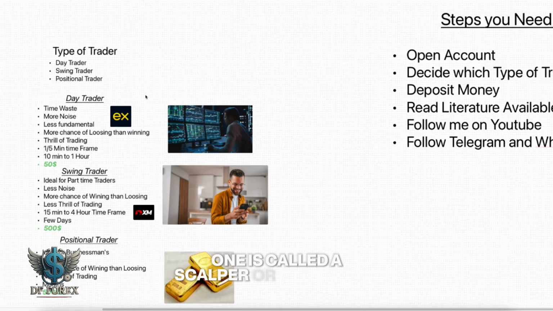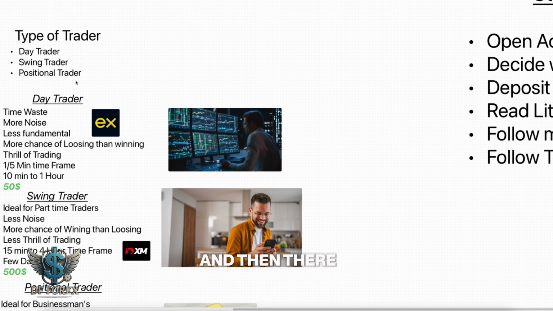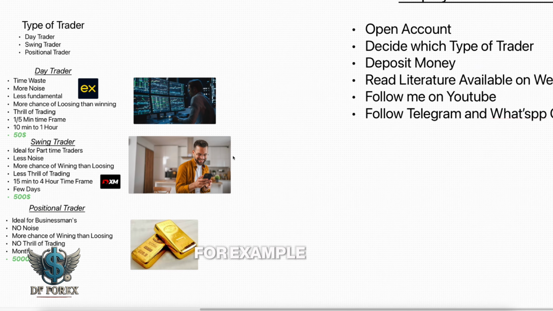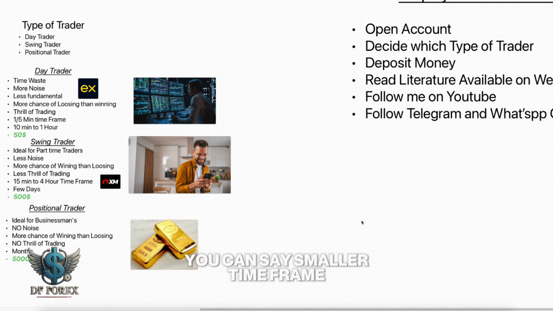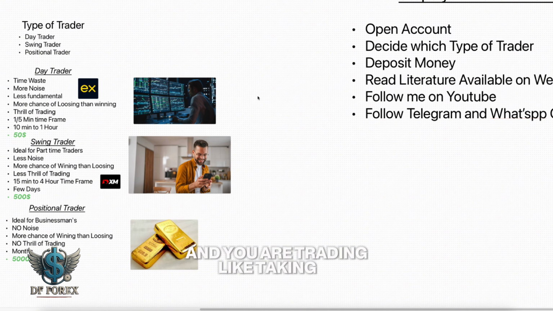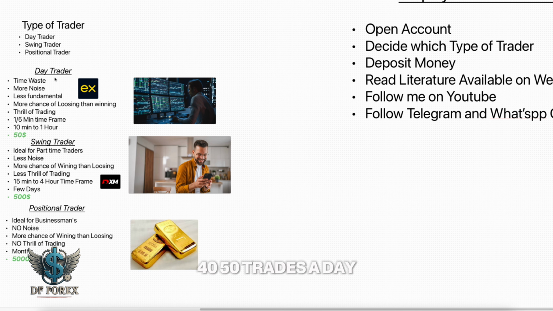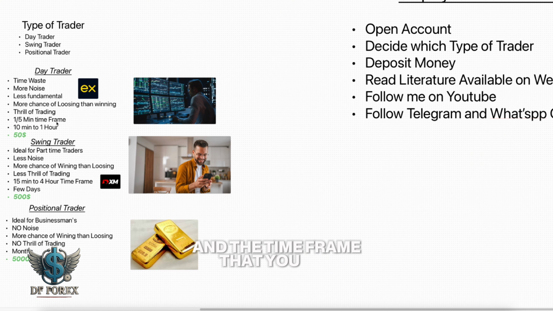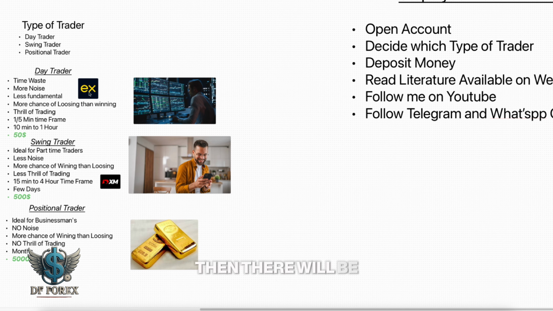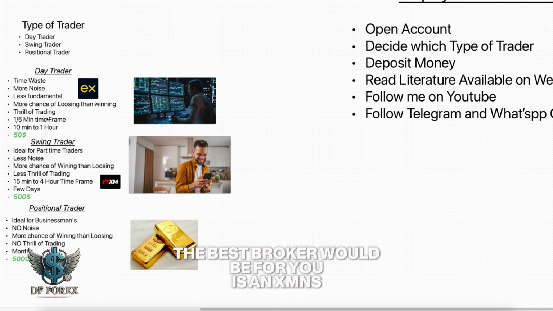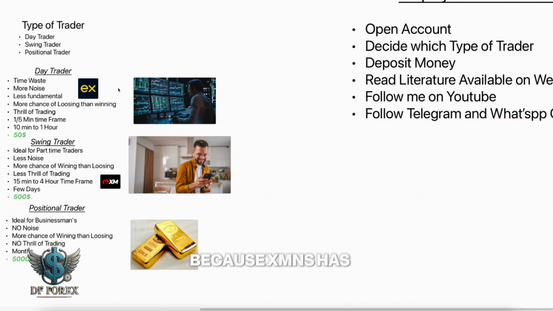One is called a scalper or day trader, then there is a swing trader, and then there is a positional trader. For example, if you are trading on a smaller time frame, taking 15 to 20, 30, 40, 50 trades a day, then you need a broker who has a very high amount of volume or traders. Essentially you are taking a trade for 5 to 10 minutes, and the time frame that you use is 1 to 5 minutes. Then the best broker for you would be XNS, because XNS has very low spreads.